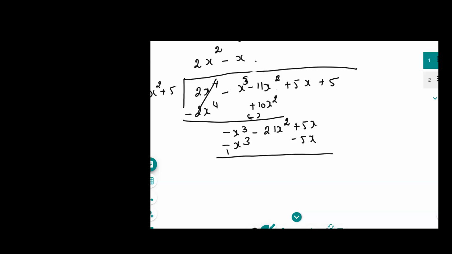So now let us change the symbols. So this gets cancelled. Minus 21x squared. So this also gets cancelled. Plus 5. So that gives you, let me put it as minus 21.